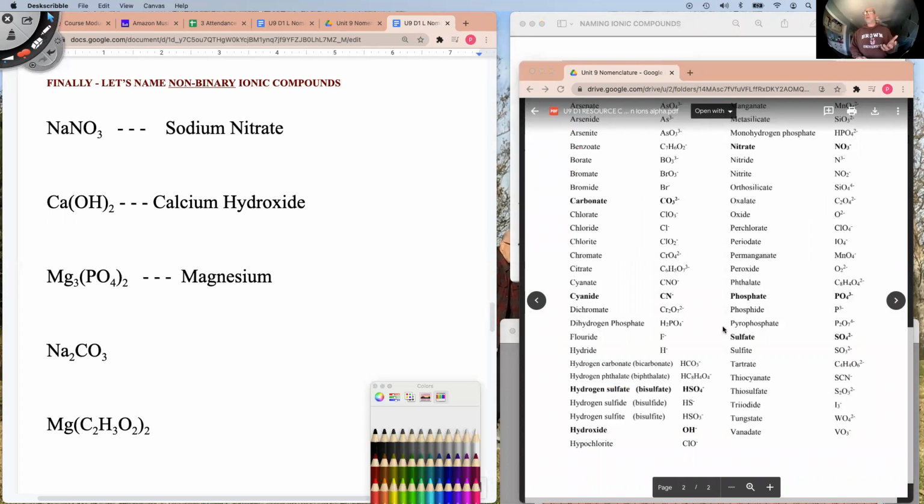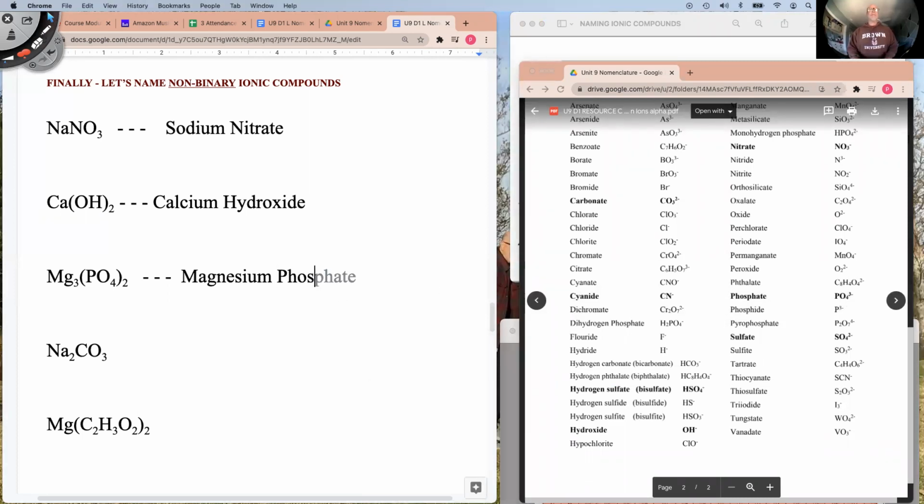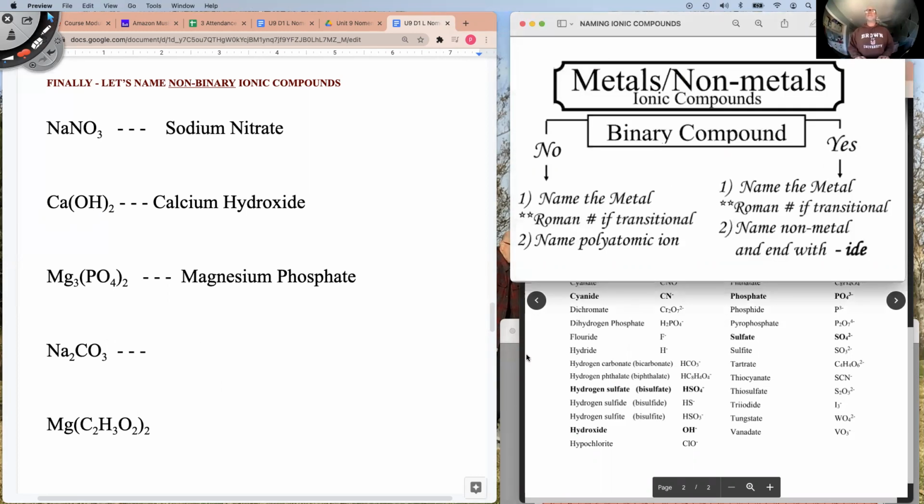Magnesium's positive, so the PO4 must be negative. I'm going to hope that this starts with a P, and sure enough, there's my PO4. It's called phosphate. So this one's going to be called magnesium phosphate. Sweet. Mr. Pepe, I think I've got it. Yeah, I think I've got it too. All right, let's try the next one.